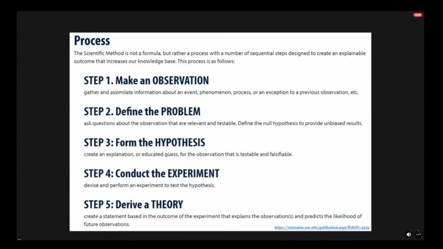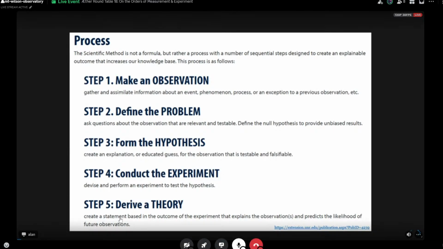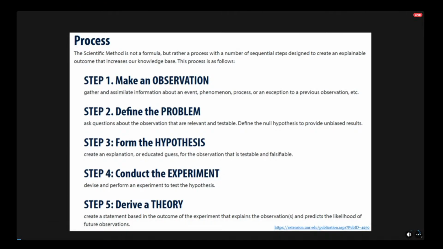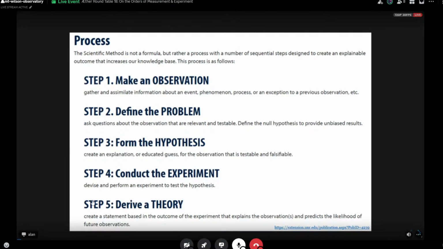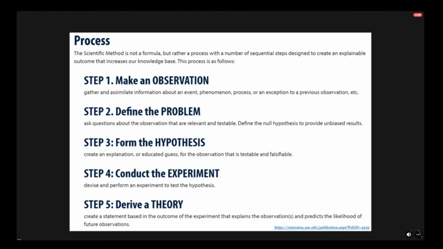So we often hear a lot about what is the scientific method, what are the rules, who's following it. So this is what I'm going to be following. This is my basic outline. Make an observation, define a problem, form a hypothesis, conduct an experiment, derive a theory. All pretty straightforward. All the basic stuff that we remember from middle school. Nothing too fancy there, right?